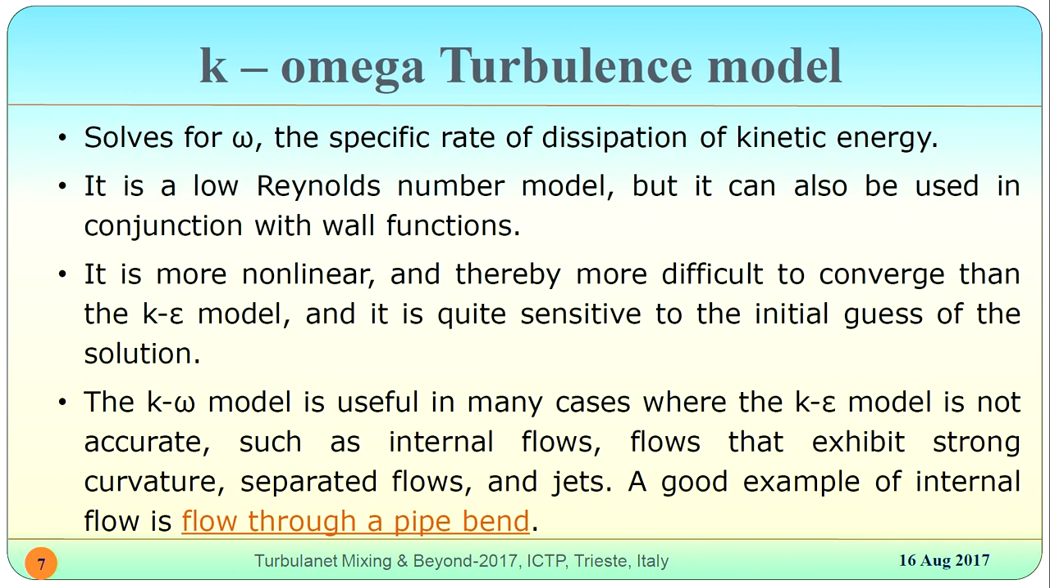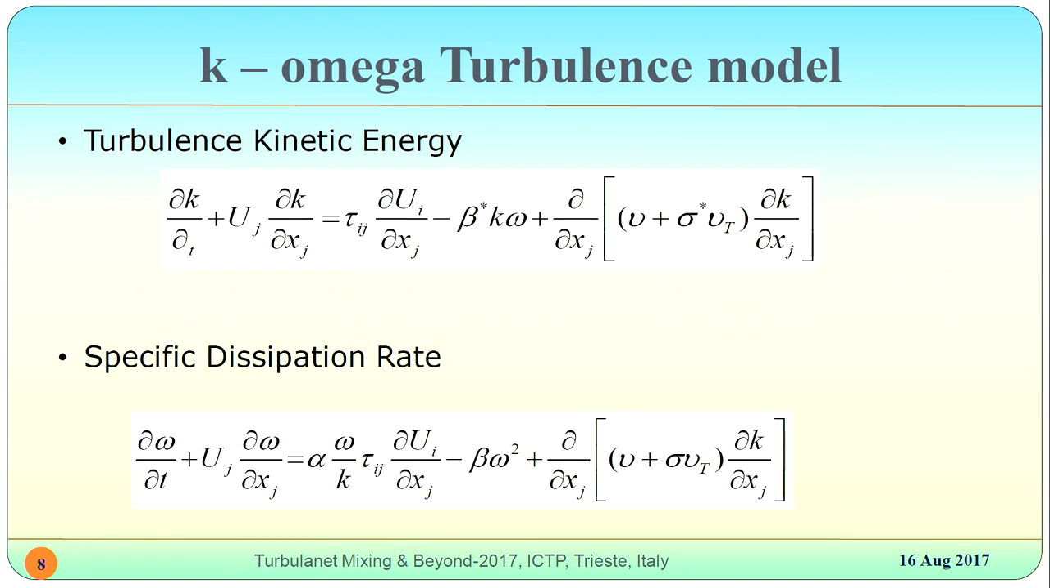Then we go to the K omega model, which is again based on omega, the specific dissipation rate rather than epsilon itself. But it has evolved because the K epsilon was not able to predict things properly sometimes. Especially for a flow through a pipe bend, this gives better results as compared to the K epsilon. And these are the basic governing equations used for turbulent kinetic energy and specific dissipation rate, which is omega.